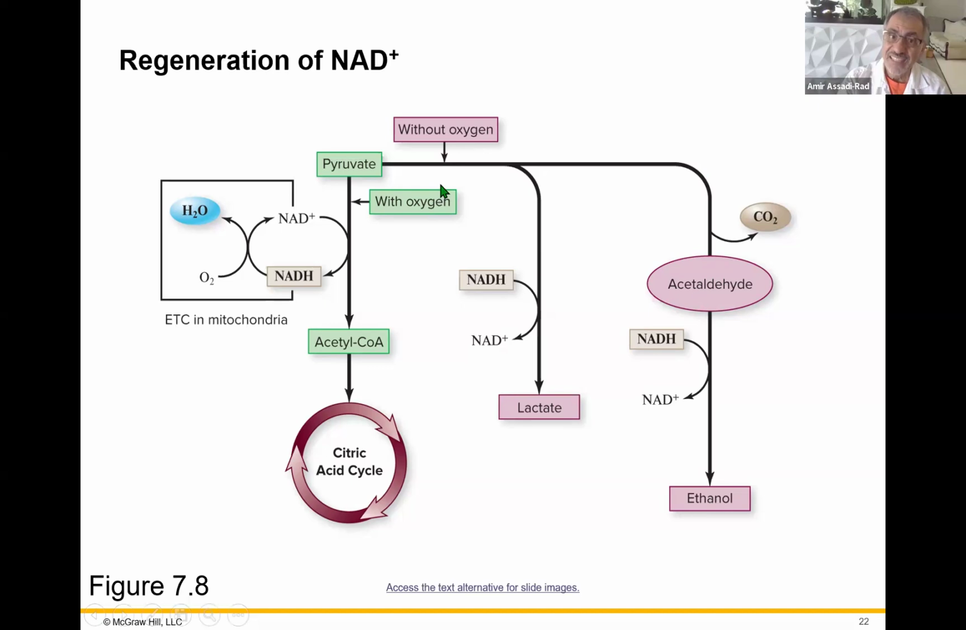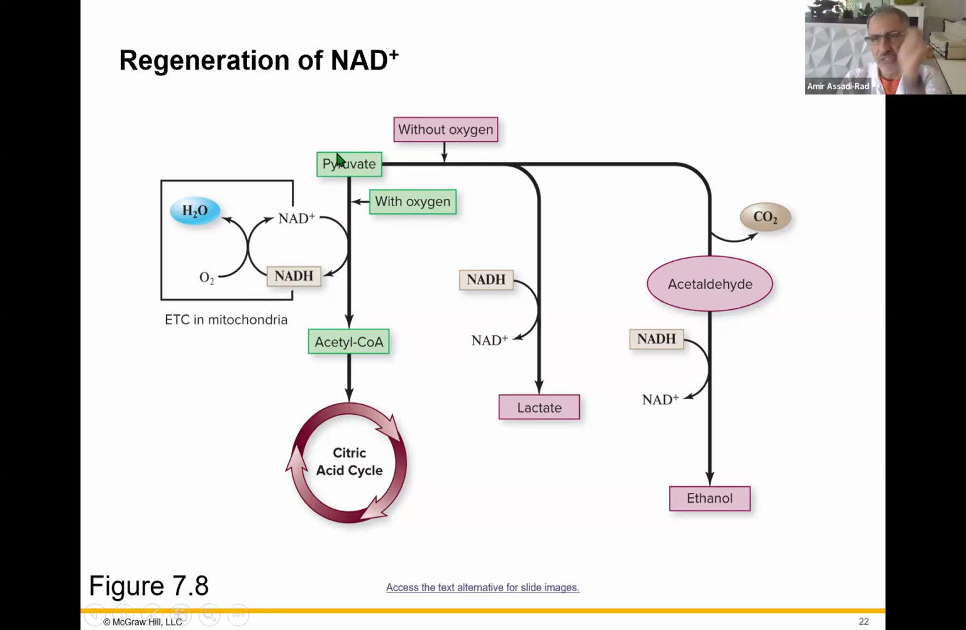Then when there is oxygen involved right here, pyruvate is turned into acetyl-CoA. And of course, when pyruvate is turned into acetyl-CoA, you need NAD. NAD becomes NADH. Another NADH is made for you. And then the acetyl-CoA goes to the citric acid cycle.